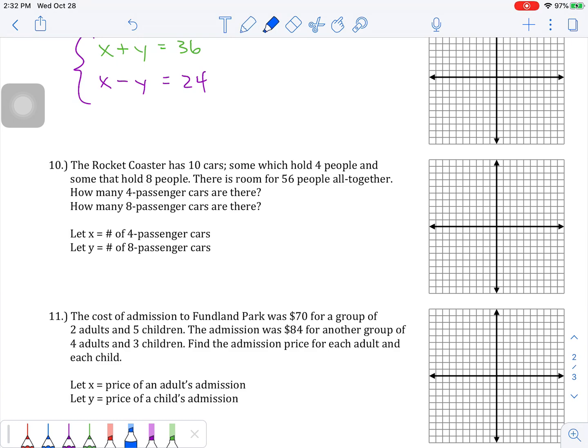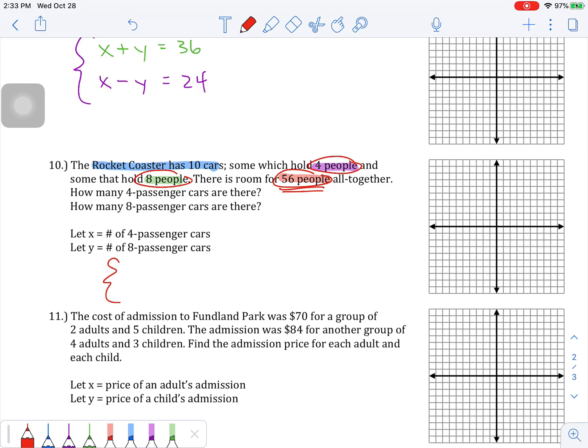This one says that a rocket coaster has 10 cars. Some of them hold 4 people and some of them hold 8 people. If there's room for 56 people altogether, okay, that's the people. So I'm going to keep the people with the people. And this 56 people is what it has to be equal to. So if I've already identified what x and y are, the first equation that I'm going to come up with is having to deal with that people.